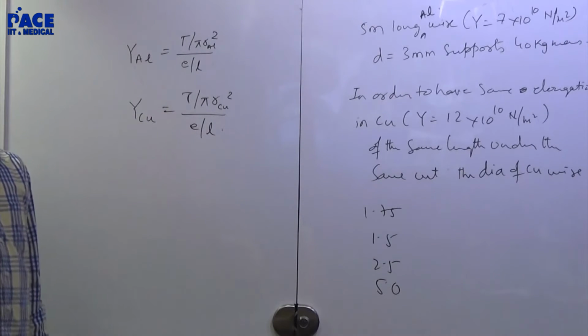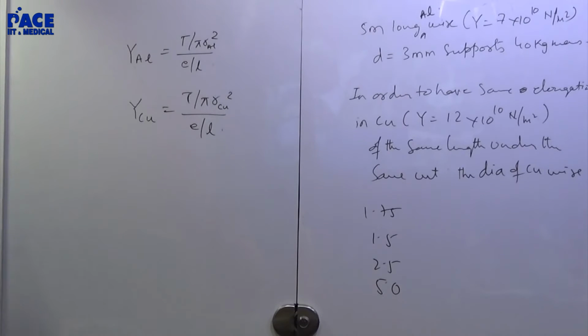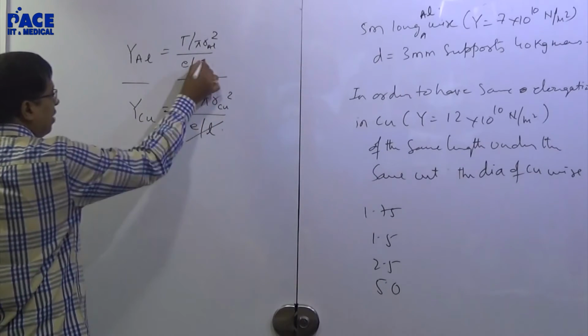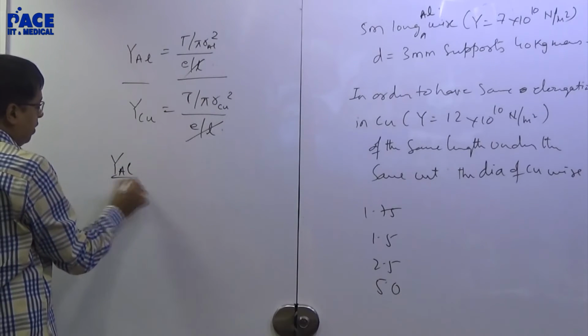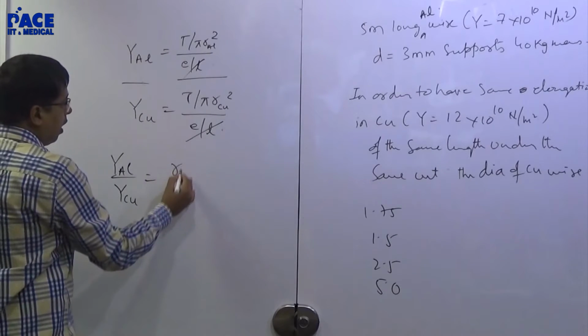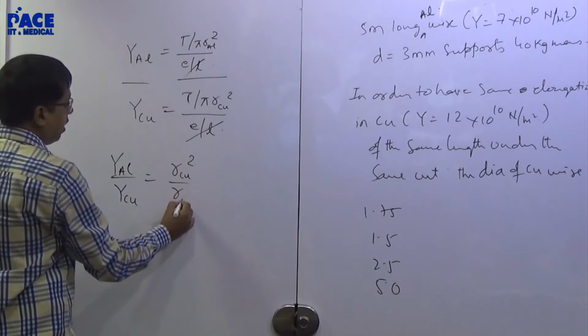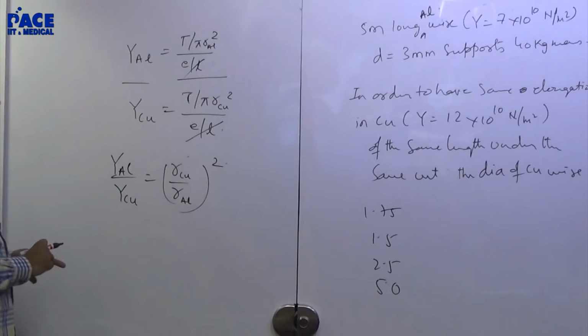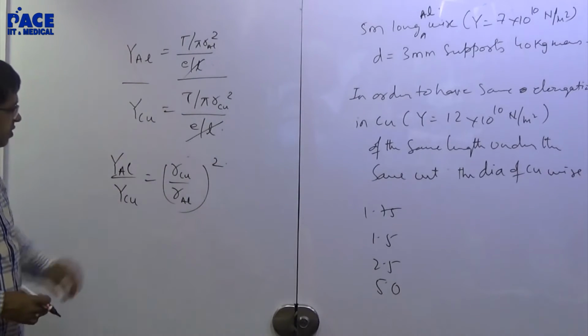But there's a root there. Why the root? R square. Or you need the root of 7 by 12. You divide both, this will get cancelled. Y of aluminium upon Y of copper is equal to, T gets cancelled, R of copper whole square by R of aluminium whole square. Am I right? Is the division correct?